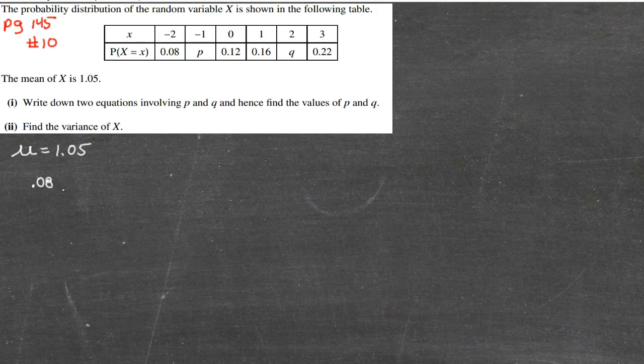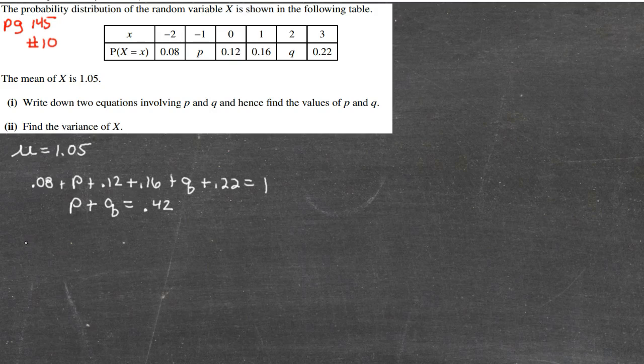Well, number one, in a probability distribution, all the probabilities must add up to 1. So I'm going to start with that. And once I get all that written down and simplify it, I'm going to end up with P plus Q is equal to 0.42.